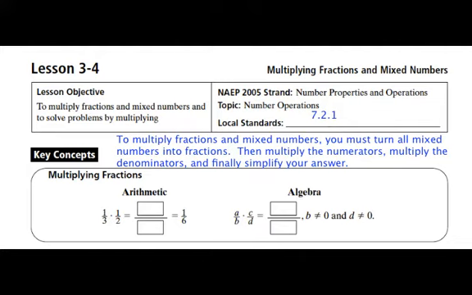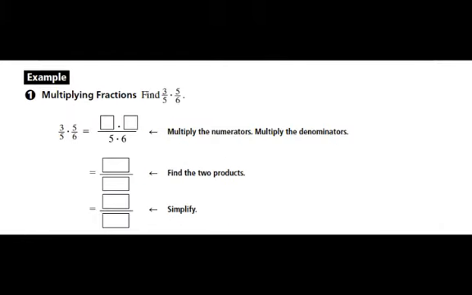To multiply fractions and mixed numbers, you must turn all mixed numbers into fractions, then multiply the numerators, multiply the denominators, and finally simplify your answer. We're not going to use what they've set up underneath the problem here to do our work. We're just going to write our problem off to the side, and I think you'll see why, because we write much less than what the notes require.